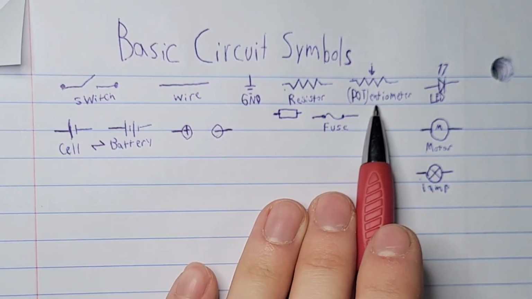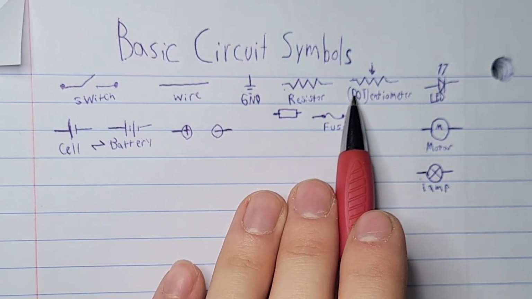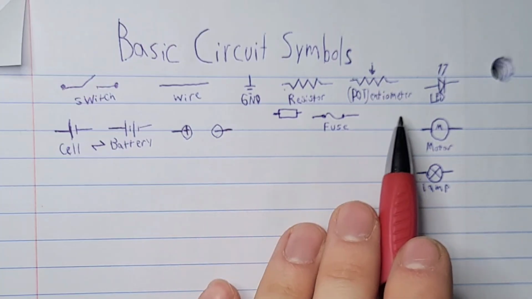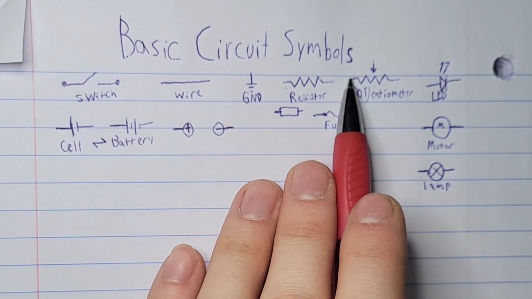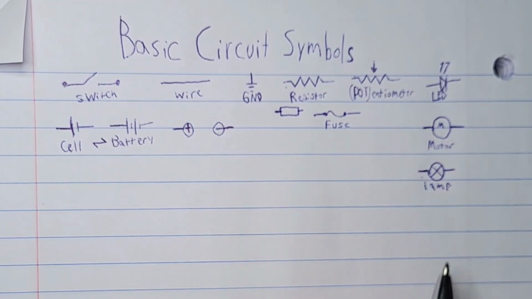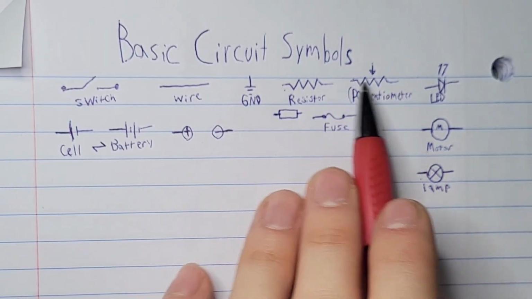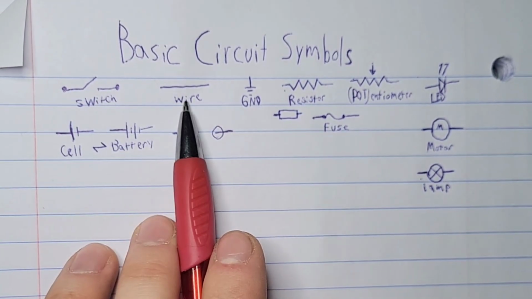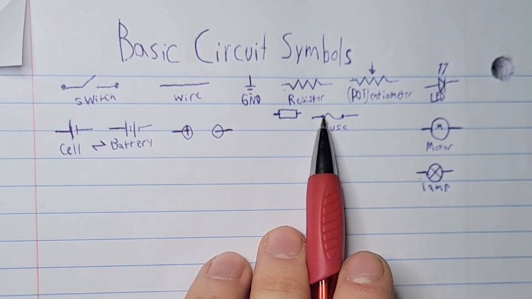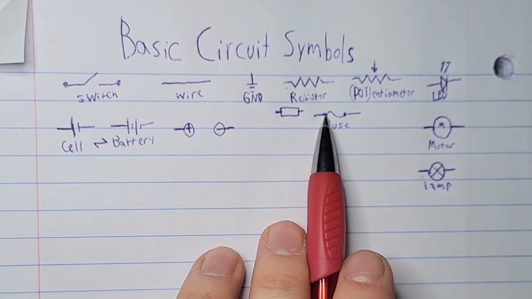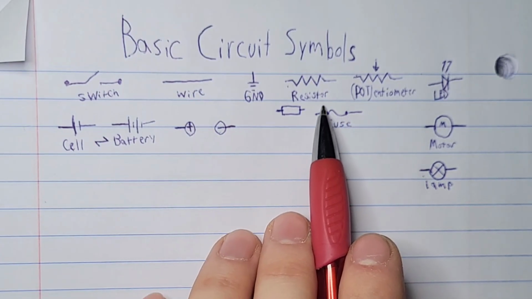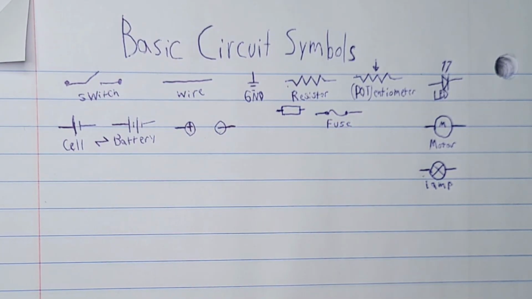Now we have a potentiometer, or a pot, which is again like a resistor but with an arrow pointed. So you have a resistance from here to here and from here to here, and additionally from here to here, like a normal resistor. Then you have a fuse, which looks like a wire but with two dots. This looks like a fuse wire, so that's why it's drawn like that.